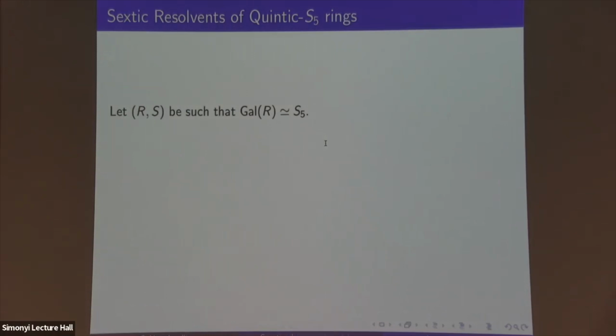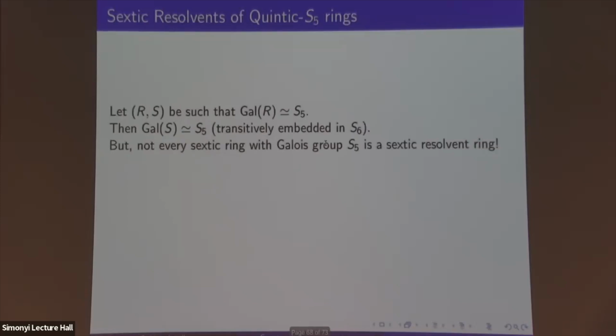Right, so if you have a quintic ring R with Galois group S5, and you take the sextic resolvent ring of that quintic ring, then a little bit of Galois theory will show you that the Galois group of the sextic ring is S5, where here S5 is transitively embedded in S6. However, not every sextic ring with Galois group S5 transitively embedded is a sextic resolvent ring. So you have a bunch of S5 sextic rings that are sextic resolvent rings, and a bunch of S5 sextic rings that are not necessarily resolvent rings.